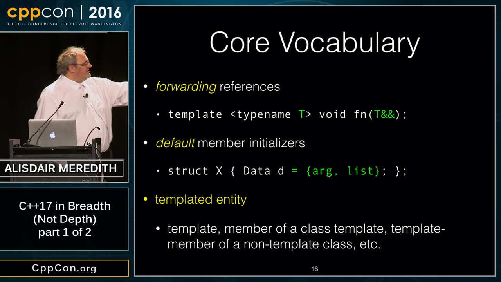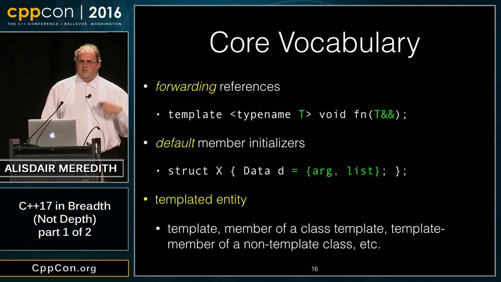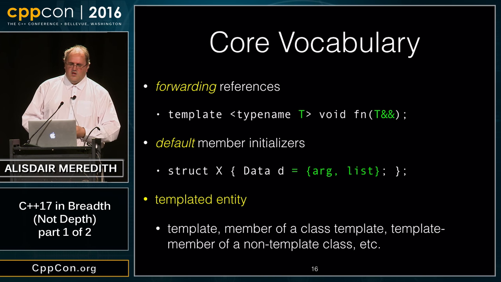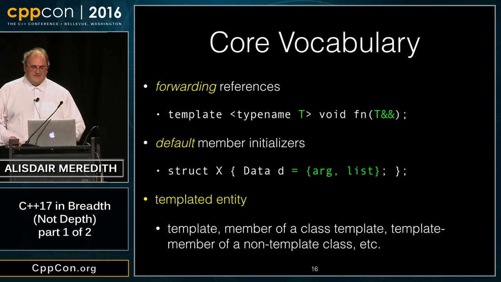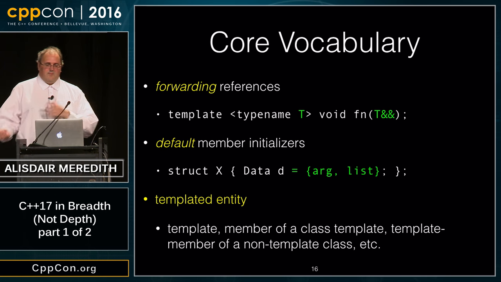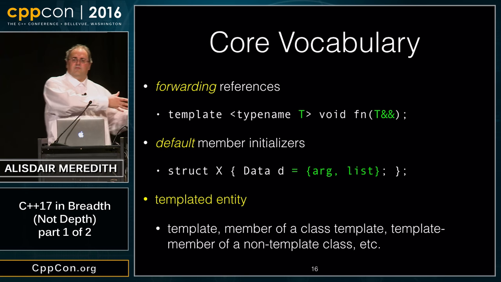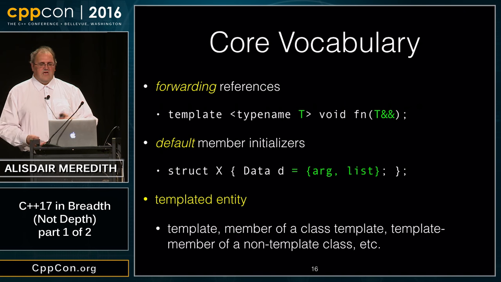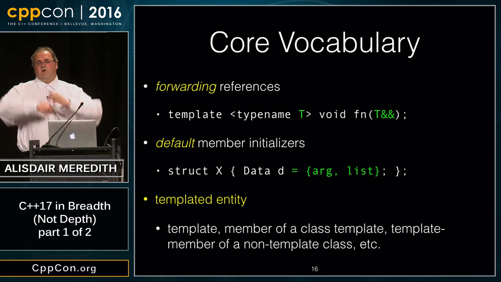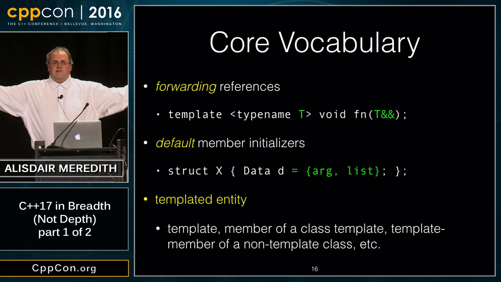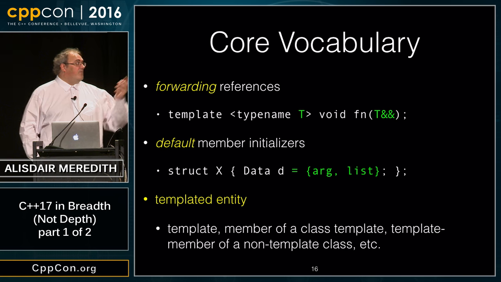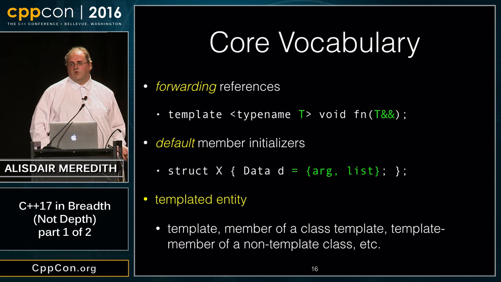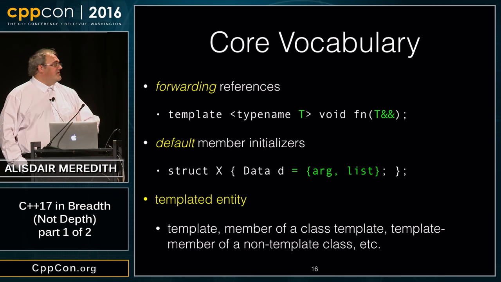And finally, these funny things that show up in templates that aren't quite templates, but follow a lot of the rules of templates for dependent values and types and so forth. We've got a template, a member of a class template, a template member of a non-templated class, and these things that kind of look like templates should follow the template rules. We just call them all templated entities rather than spit out this big long list of special case rules all over the place. So hopefully that will allow us to talk more precisely and more simply about some corners of the use of templates in the future.